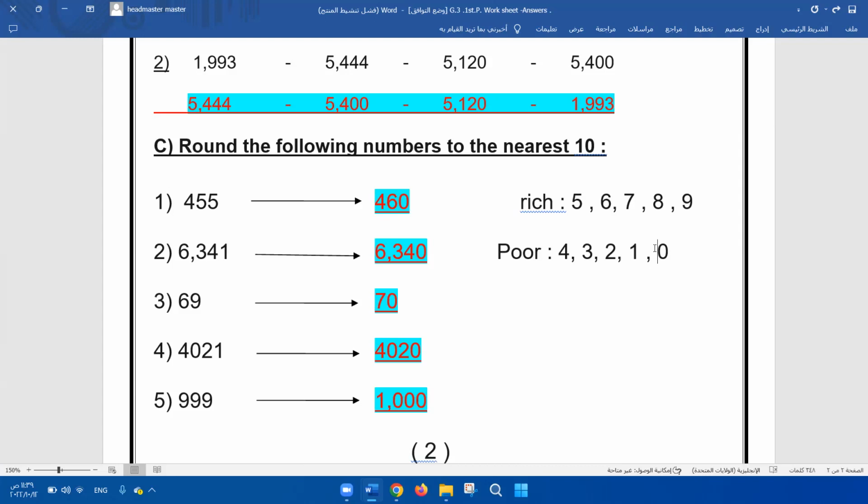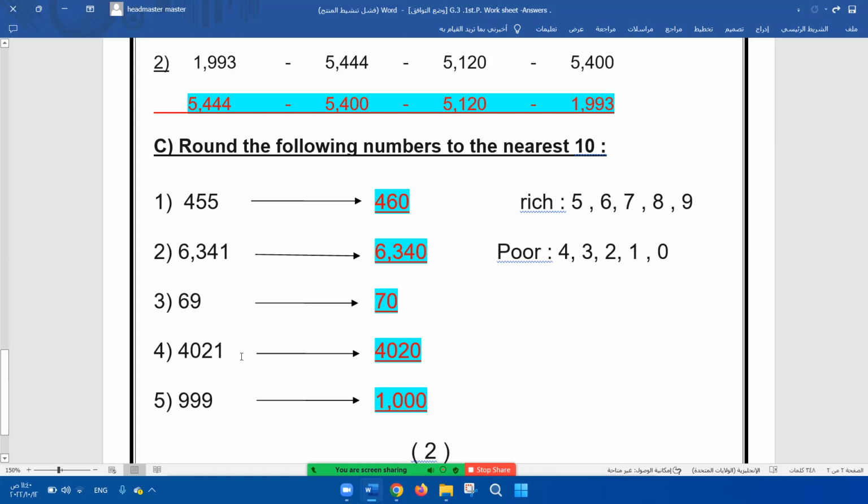We just cancel the 1 in the ones place and put 0. Then we put the 4 in the tens place the same. We don't round it up. Okay, so 6,441 rounds to the nearest 10 as 6,440. Question 3. 69 rounds to the nearest 10 also. It gets 70. Why? This 9 is a rich digit. It can round up the 6, which becomes 7. So we write 70.